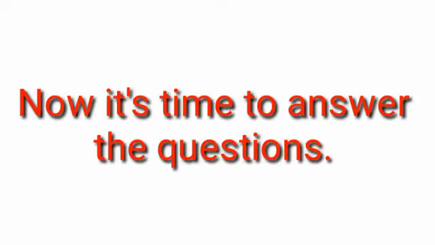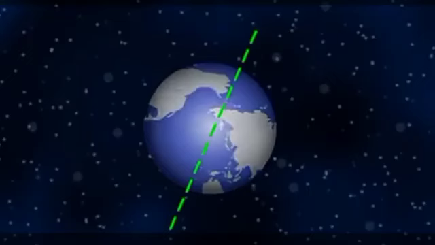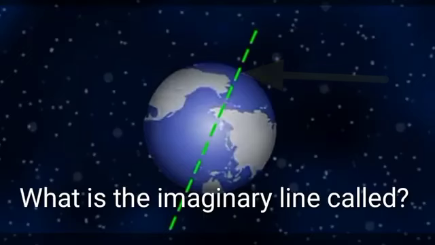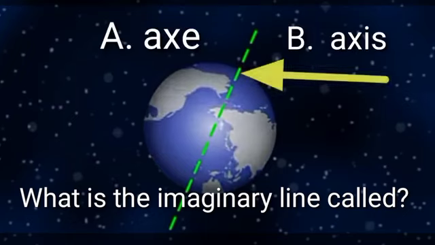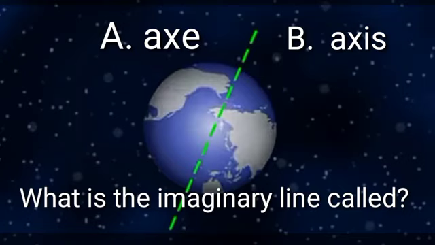Now it's time to answer the questions. What is the imaginary line called? A. X. B. Axis. So the answer is B.